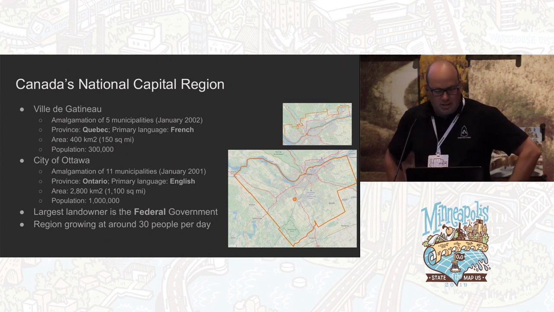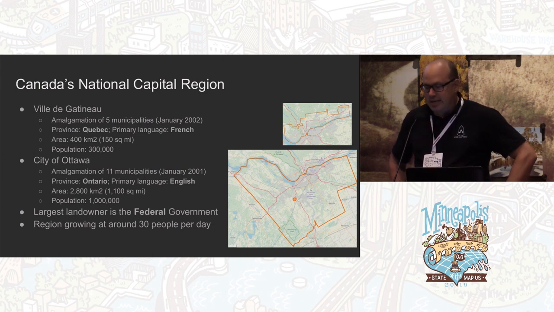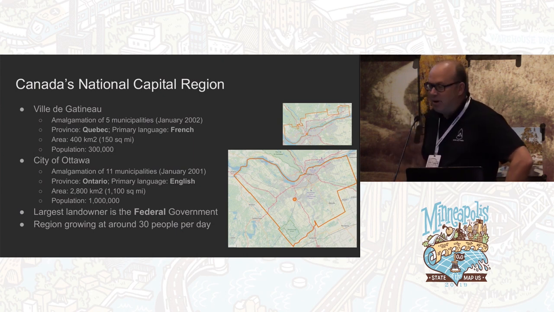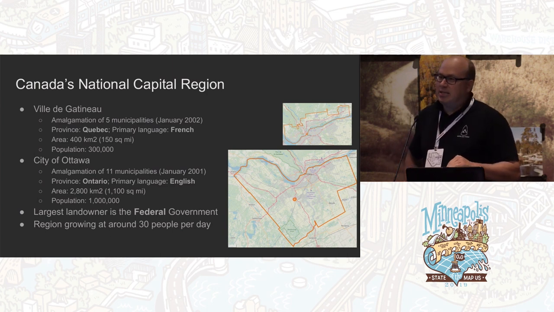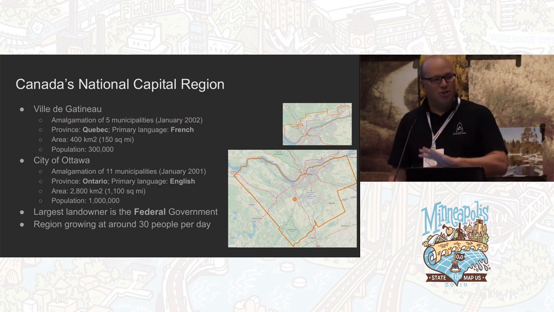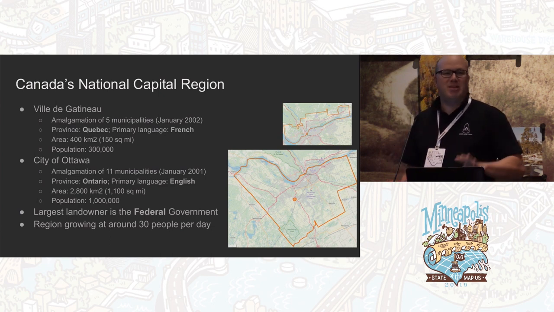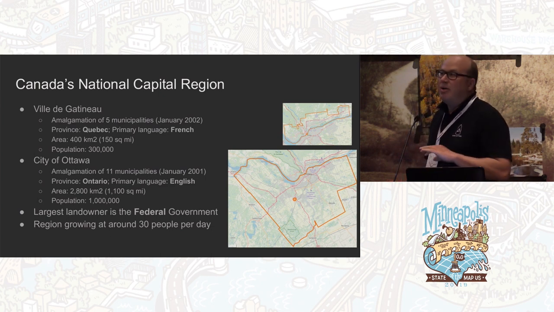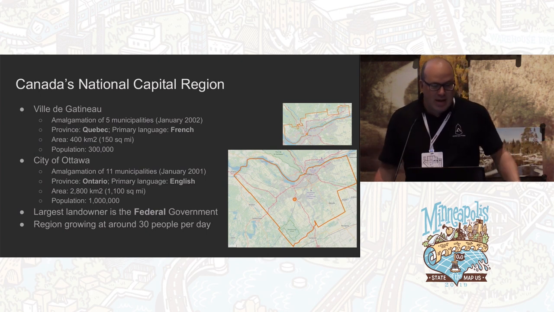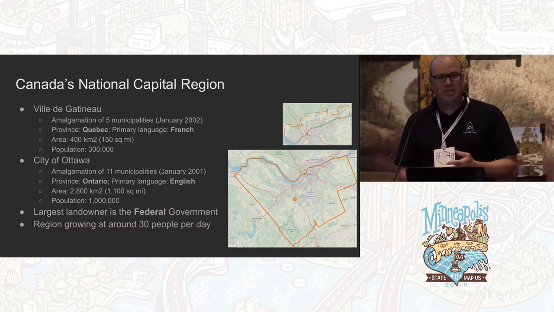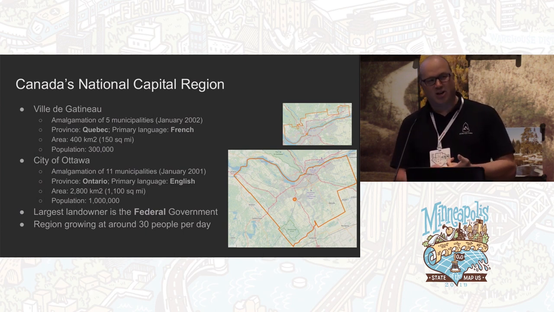It's the national capital region in Canada. It's actually really two cities in one. If you think about the combined cities of Gatineau and Ottawa together, it's about 23 times larger than Manhattan with about the same population. So when we're talking about this project, this is the scope of what we're trying to map. It's also two cities, two provinces, two different languages, with the federal government being the largest landowner.